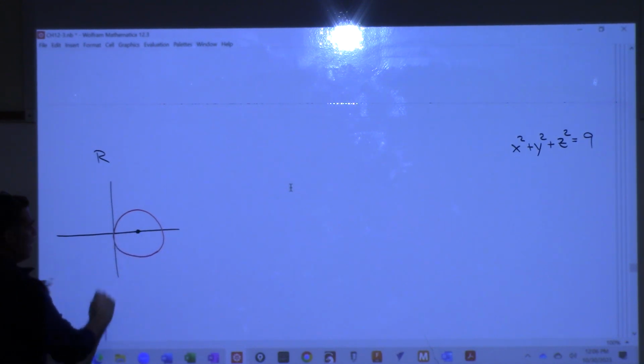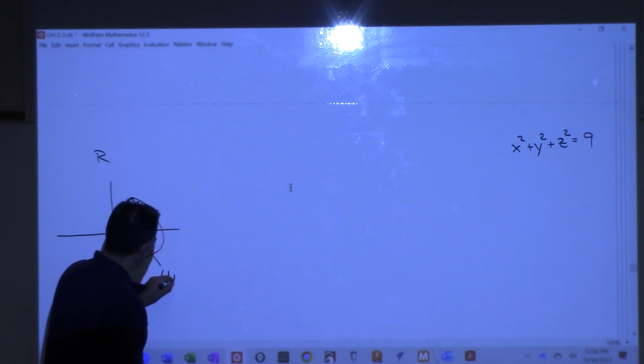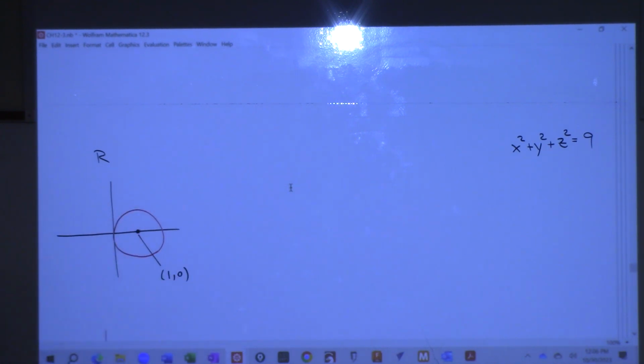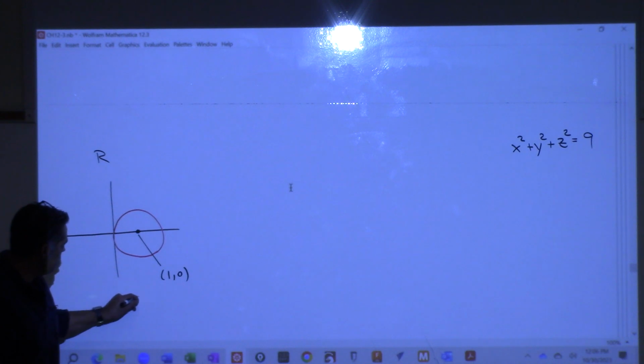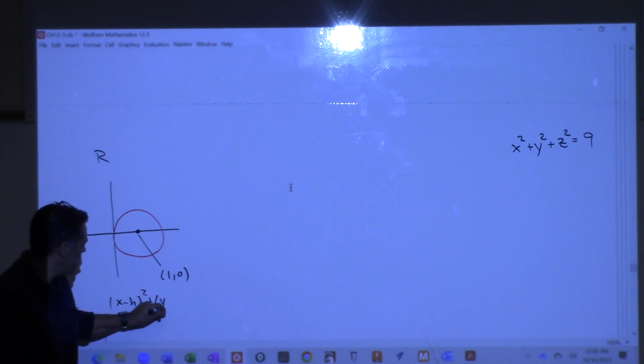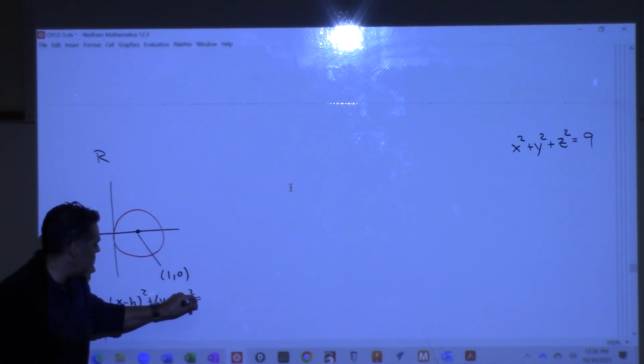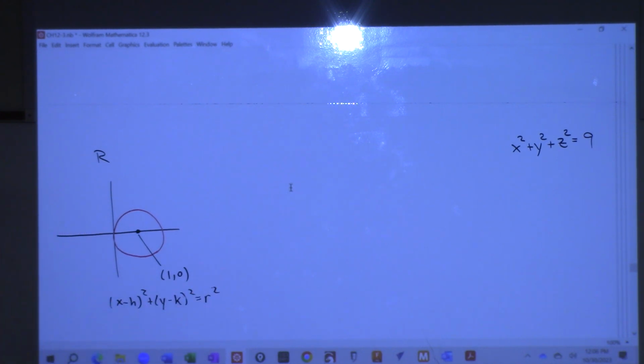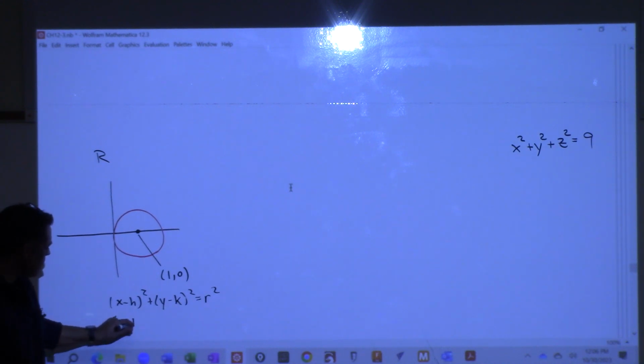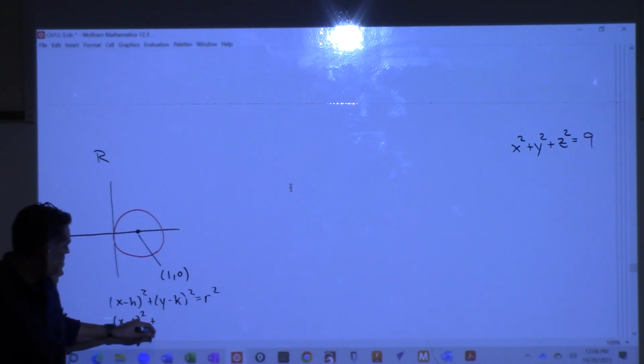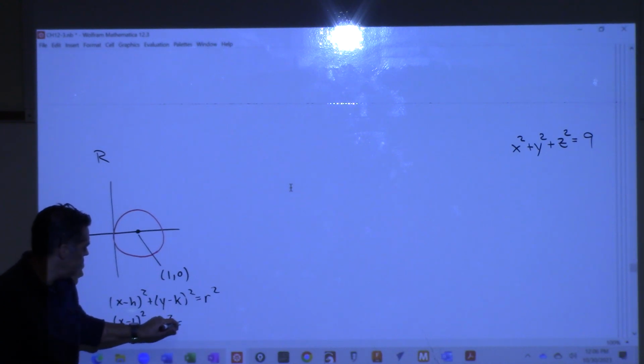So that point is the point (1, 0). Y'all agree? It's the point (1, 0). Okay? All right. You know the center of a circle, don't you? And you know its radius. So can you come up with the equation of that circle then? Remember the formula, (x minus h) squared plus (y minus k) squared equals r squared, is the generic formula for the equation of a circle in two-dimensional space. So for us, it's going to be (x minus 1) squared plus y squared equals r squared.